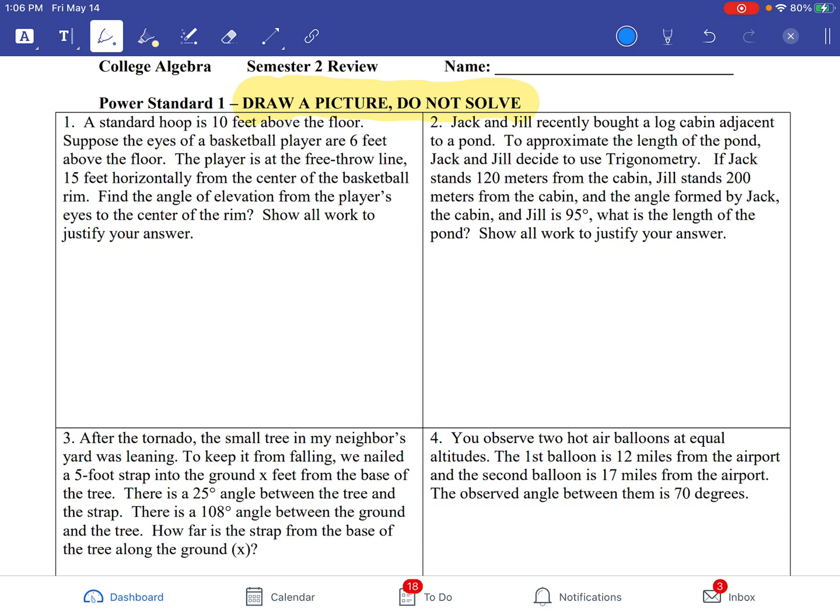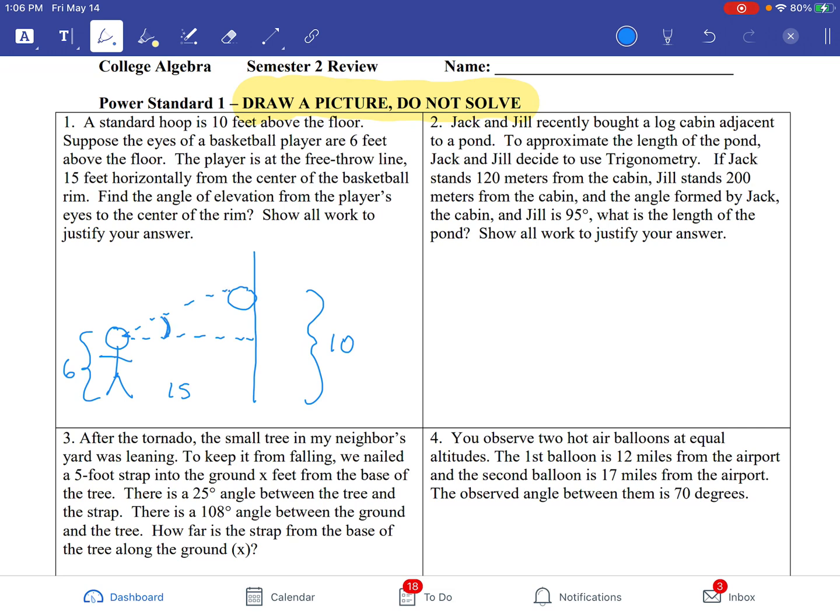So we have a standard hoop that is 10 feet above the floor. So here's your standard basketball hoop. There's the hoop. So the hoop itself is 10 feet from the floor. Then it says the player is at the free throw line. Suppose the eyes of a basketball player are 6 feet above the floor. So we're going to draw a player, and their eyes are 6 feet above the floor. The player themselves is 15 feet away from the basket. We want to find the angle of elevation from the player's eyes to the center of the rim. So we're looking for this.